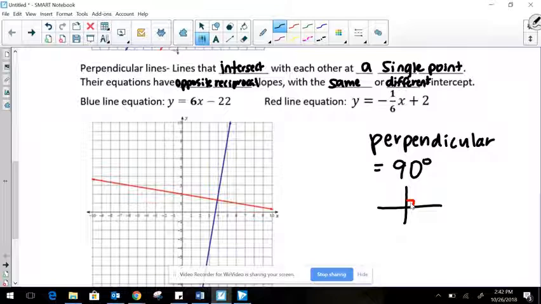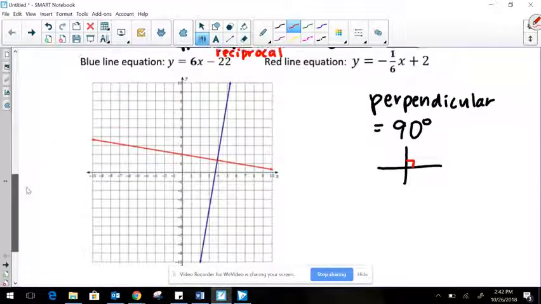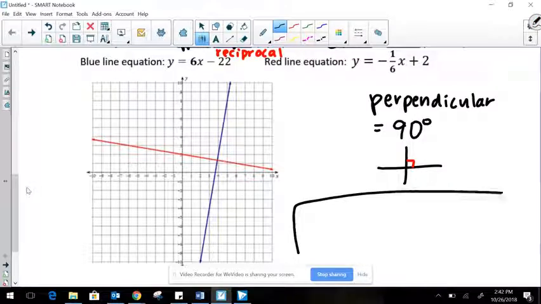I'm going to write reciprocal again. I feel like I didn't write that very clearly. Reciprocal. There we go. Okay, so then we have these two equations here. The blue line, this is my equation. The red line, this is my equation, both in y equals mx plus b format. Okay, so we have some space down in this part, and I want to show you what I mean by this opposite reciprocal.